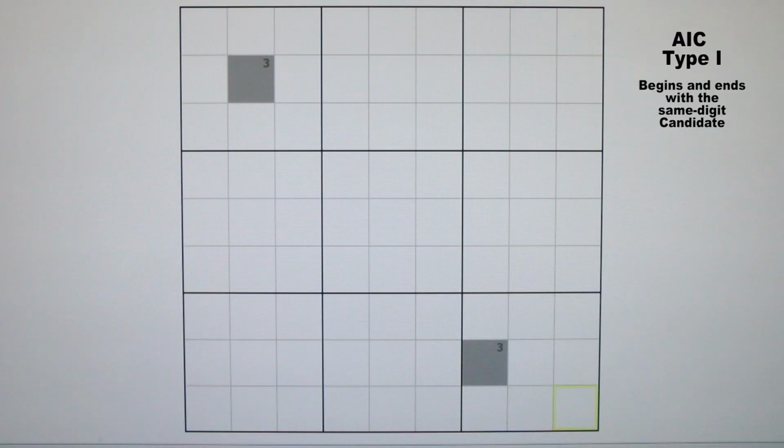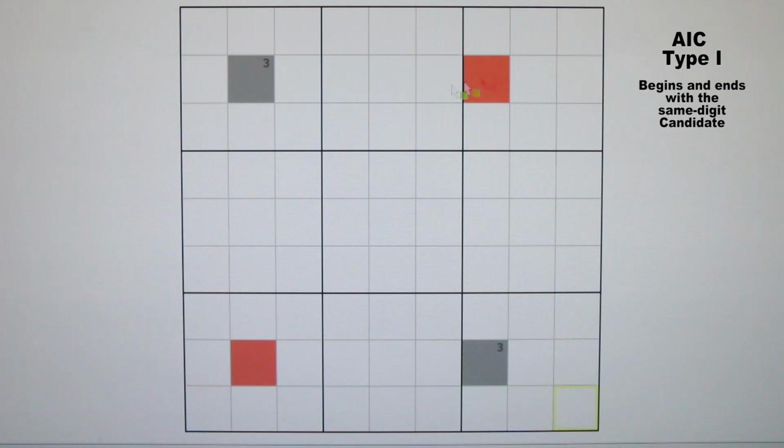Okay, the whole idea of putting together these AICs is to allow us to eliminate candidates in the puzzle that are proven to be impossibilities. So let's first take a look at chains that begin and end with the same digit candidate. Here we see 2 candidate 3's that are highlighted in gray. Let's imagine that they are the endpoints of an AIC. We don't need to see the chain, but they are the endpoints. So that means that because they are not in the same chute, there are only 2 cells in the whole puzzle that can see both of those cells, and they are here.